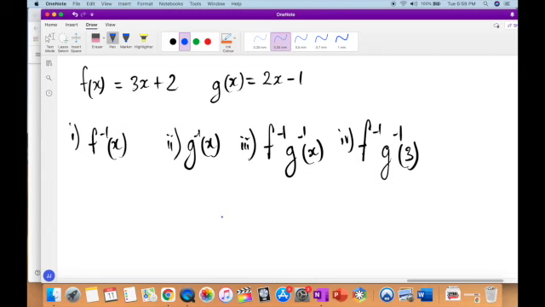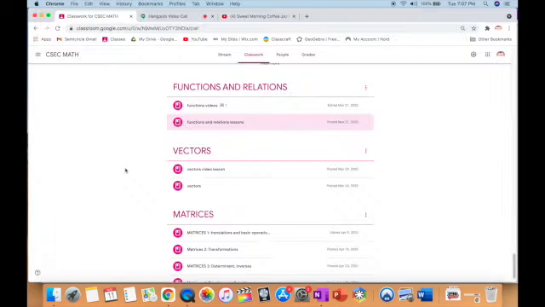So we have this question here. We have two functions, f of x and g of x. Part 1, find the f inverse of x. Part 2, find the g inverse of x. Part 3, find the f inverse of the g inverse of x. And part 4, find the f inverse of the g inverse of 3. I'll give you 8 minutes to do this. I've done it.